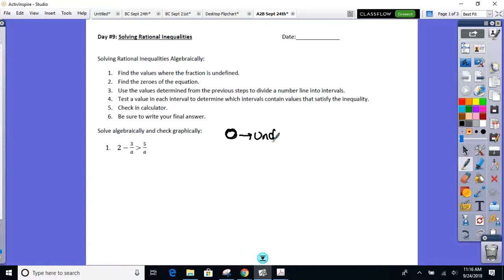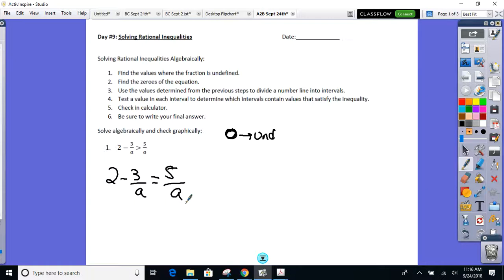You can write the number 0 there, but that is the first step you need to do: out of all the fractions you have, what number is going to make it undefined? In this case, it's 0, because that 0 is going to play a role here in the next couple steps. Next step, find the zeros of the equation. Here's what I mean by zeros. Replace that inequality with an equal sign, and solve for A for me, please. Take that inequality, replace it with an equal sign, and solve for A.